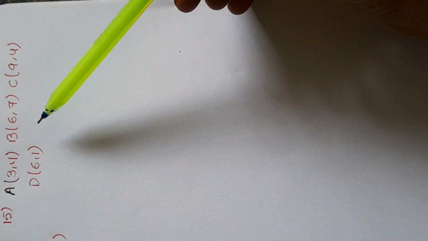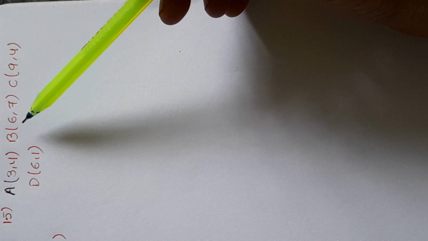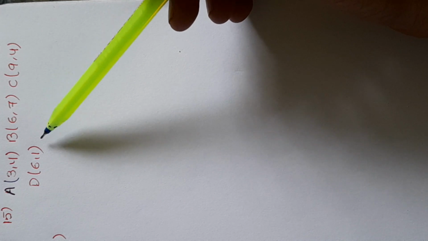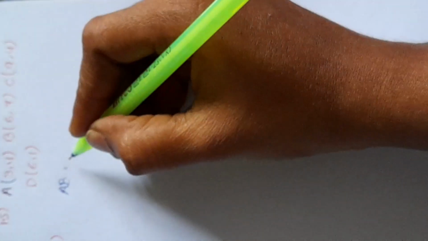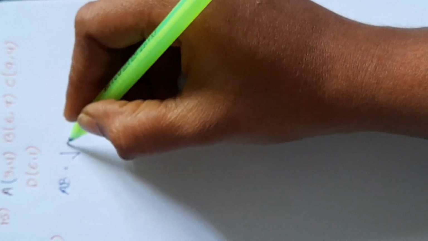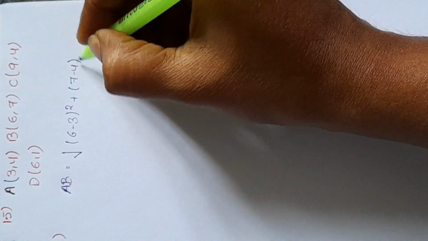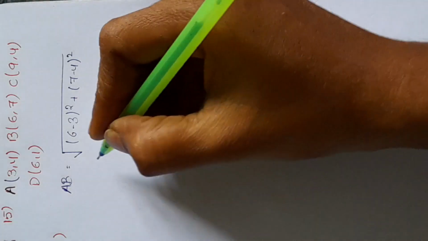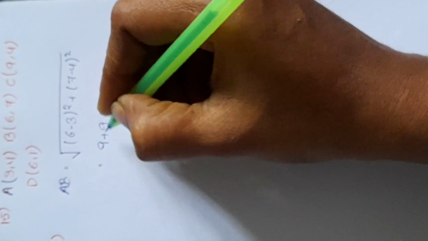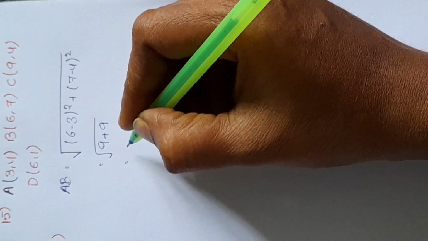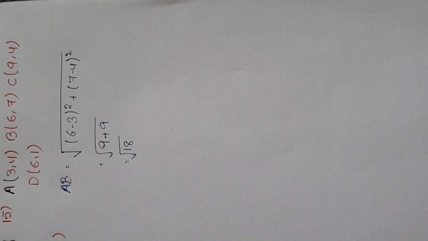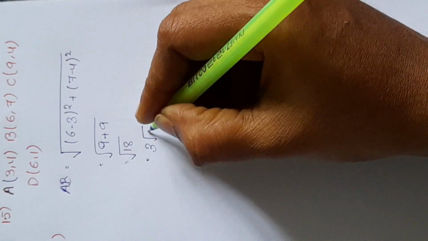According to the figure given in the question, the points we get are A (3, 4), B is (6, 7), C is (9, 4) and D is (6, 1). Now we should find the distance of each side. AB is root of (6 minus 3) whole square plus (7 minus 4) whole square, that is root of 3 square plus 3 square, that is 9 plus 9 is 18. This can be written as 3 root 2.